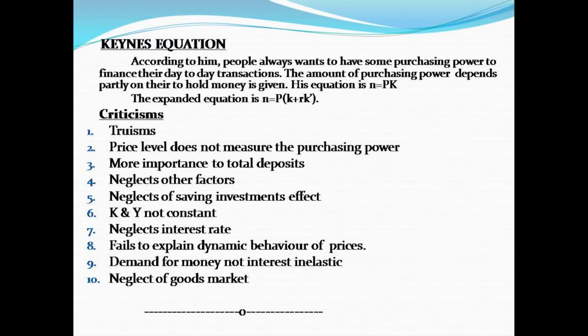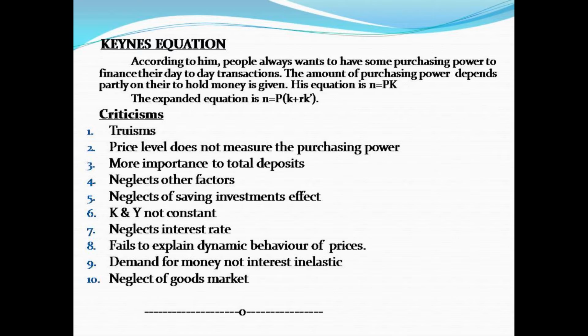Next concept, criticisms of this theory. Some other economists are not ready to accept these Cambridge equation theories. So, they are criticized like this: this theory is a truism. These equations are truisms. Take any Cambridge equation, it establishes a proportionate relation between quantity of money and price level.